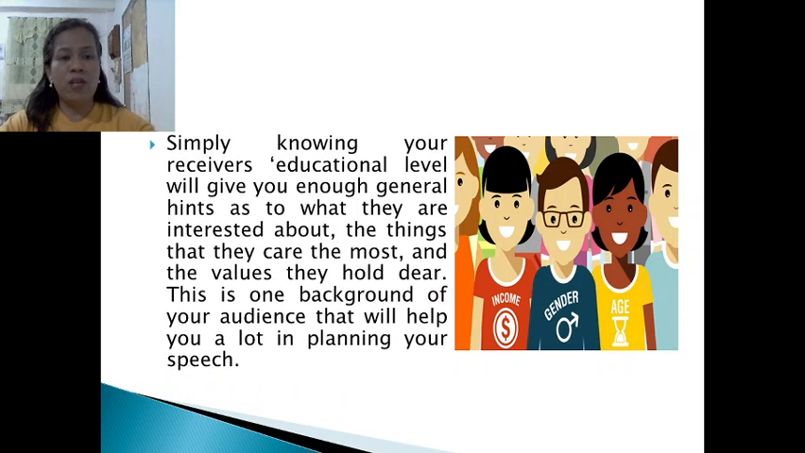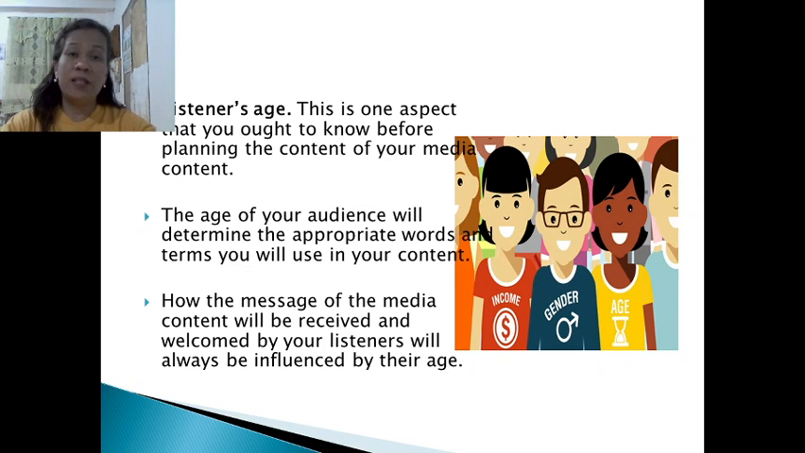Then, simply knowing your receiver's educational level will give you enough general hints as to what they are interested in, the things that they care about the most, and the values they hold dearly. This is one background of your audience that will help you a lot in planning your speech. So take note of that. Then the listener's age. This is one aspect that you ought to know before planning the content of your media content. The age of your audience will determine the appropriate words and terms you will use in your content.